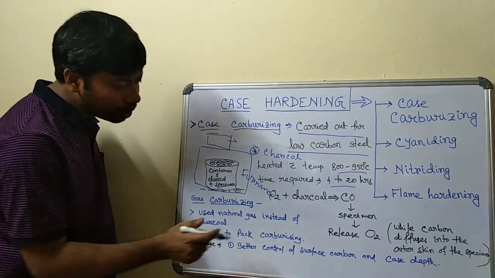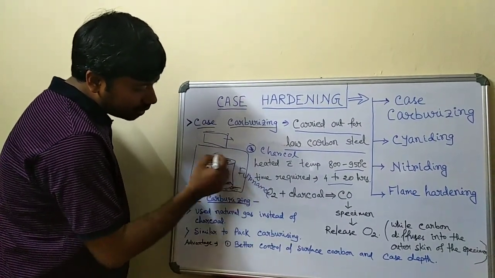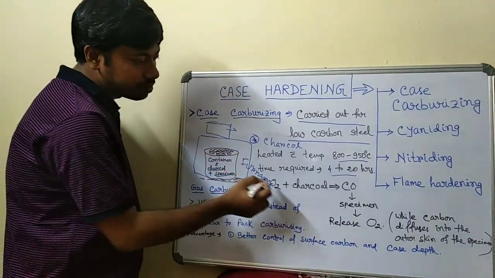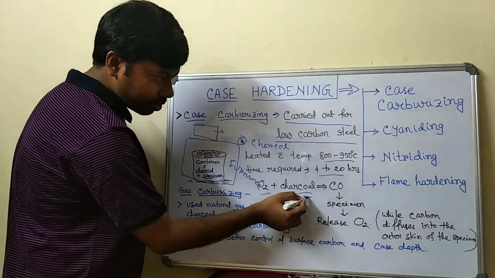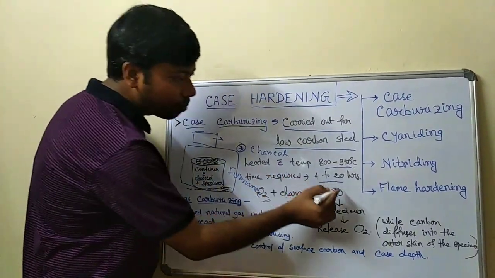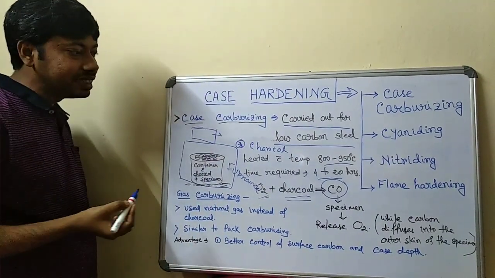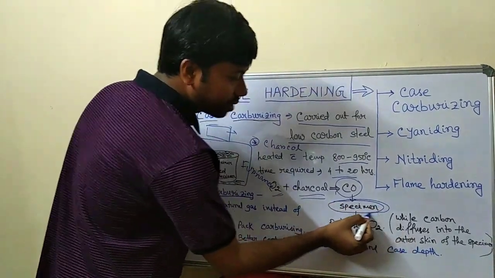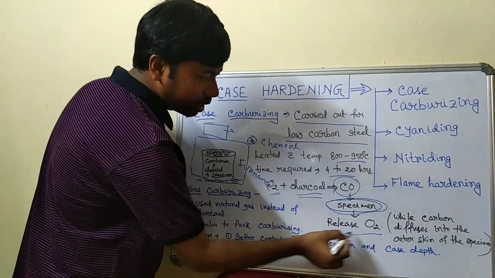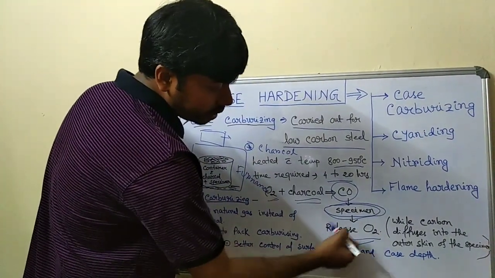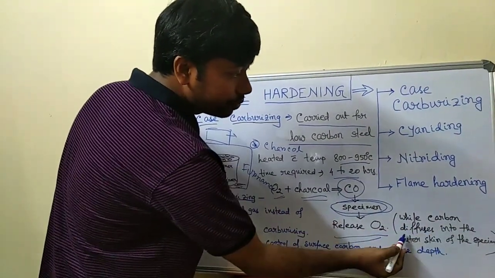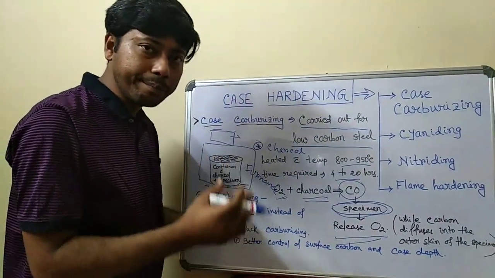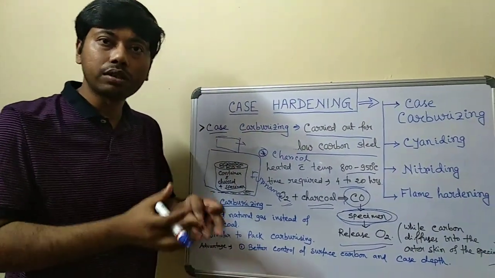In the container there is some oxygen present. This oxygen reacts with the charcoal within the container and forms carbon monoxide. This carbon monoxide contacts the specimen and releases oxygen, while carbon diffuses into the outer skin of the specimen, because the main objective is to improve the hardness of the material in the outer sections.